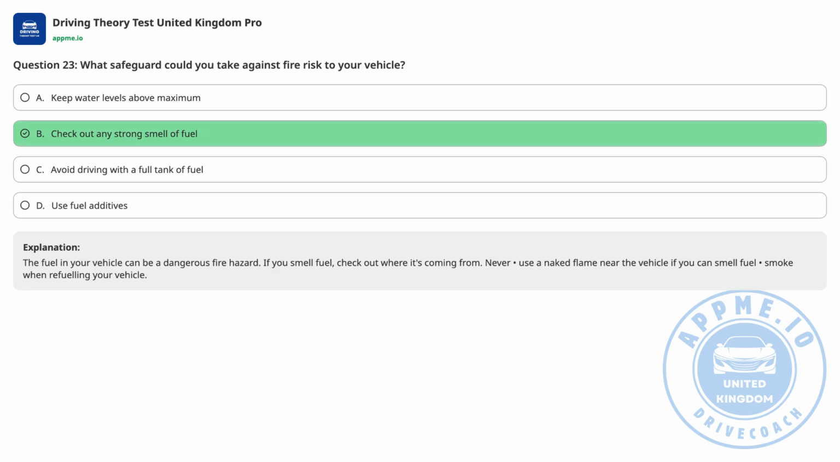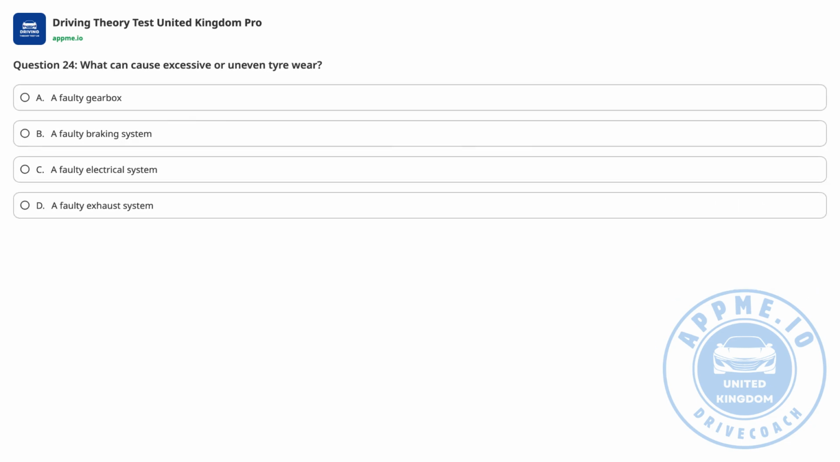The correct answer is B. Question 24. What can cause excessive or uneven tire wear? A. A faulty gearbox. B. A faulty braking system. C. A faulty electrical system. D. A faulty exhaust system.